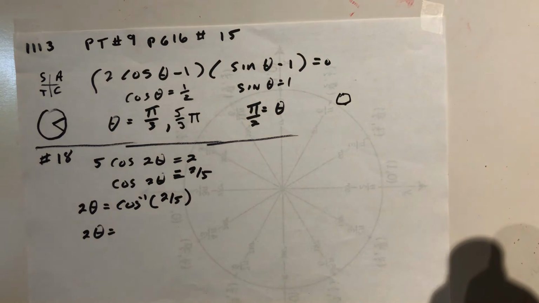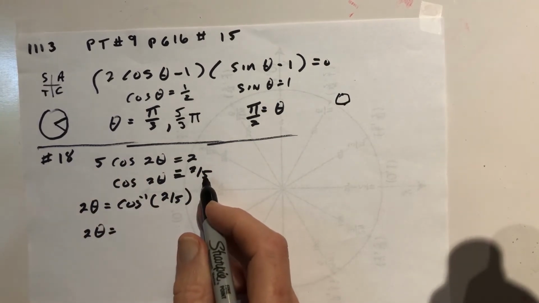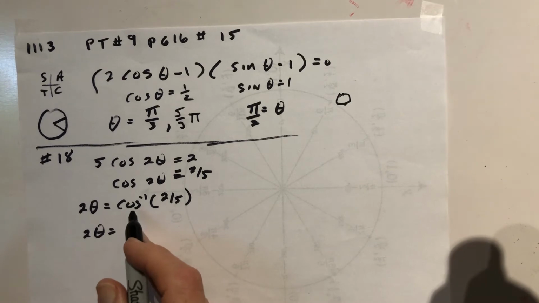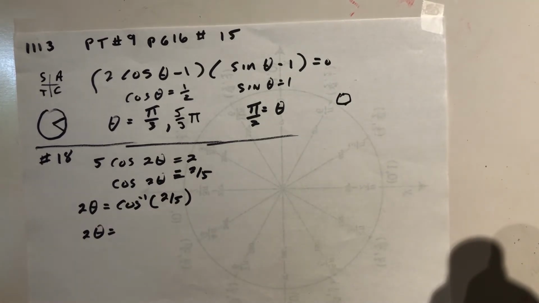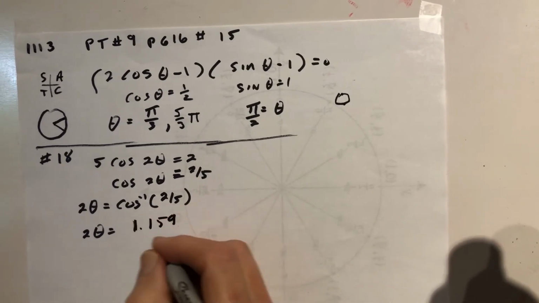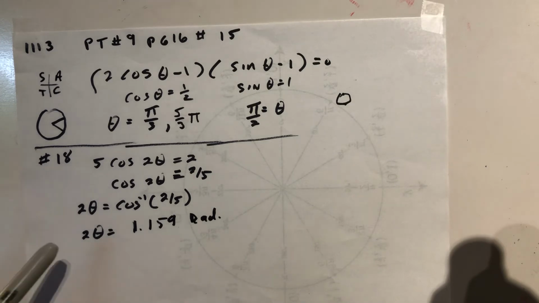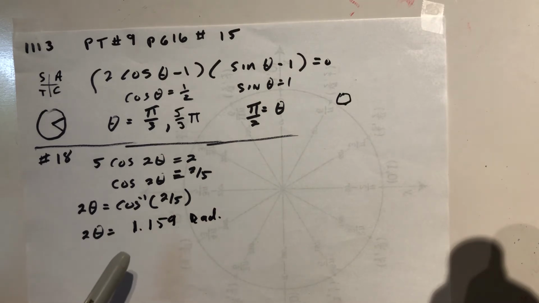18, this is a tricky one because it's got a 2 theta. So divide 5 into 2, you get 2/5. Do arc cosine, or cosine inverse, same thing, of 2/5. And you get 1.159. That's radians. But that's not the answer we want. It's 2 theta, so we're going to have to divide that by 2. But let's get the other answer for this one, and then we'll cut it in half also.